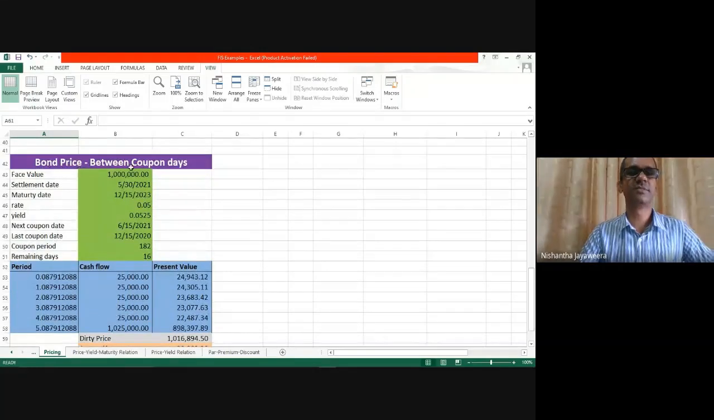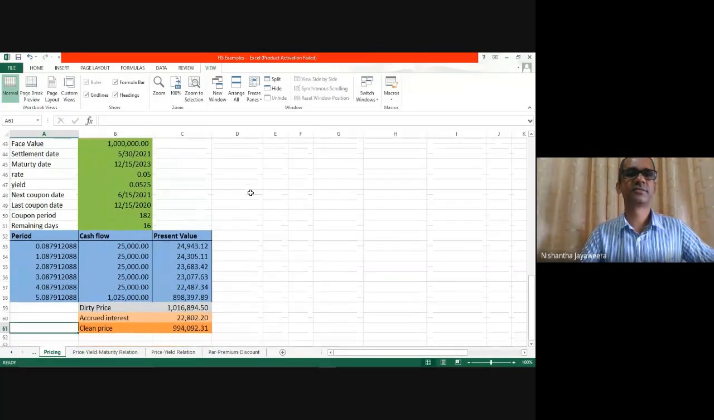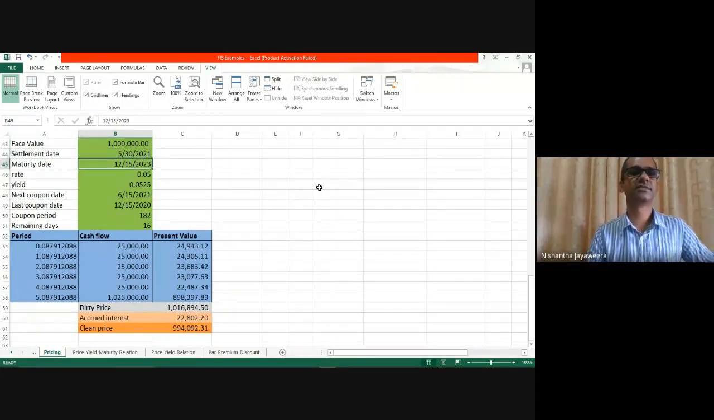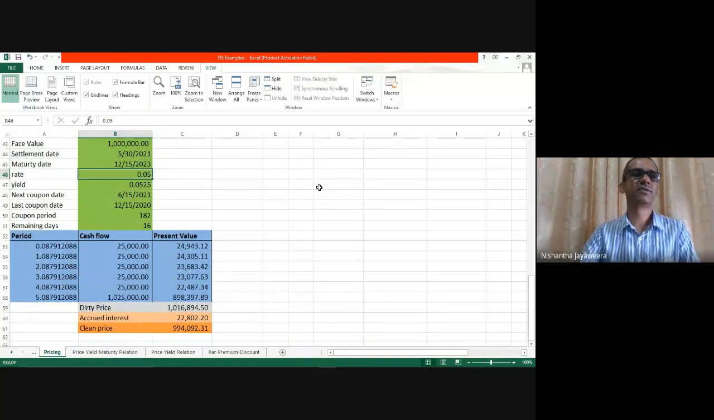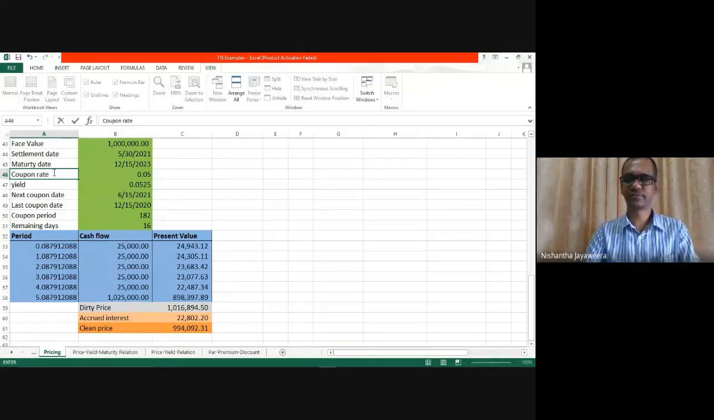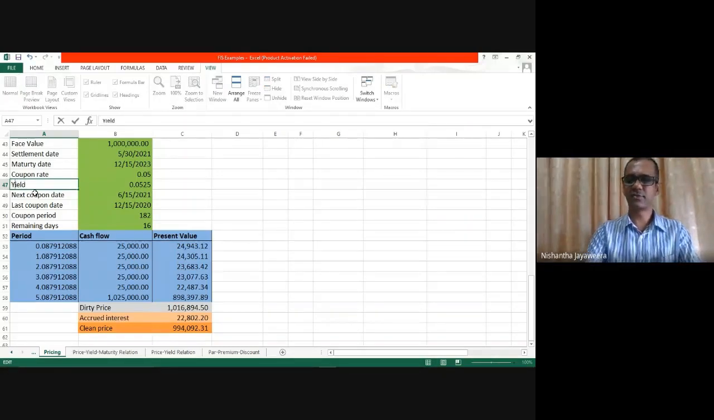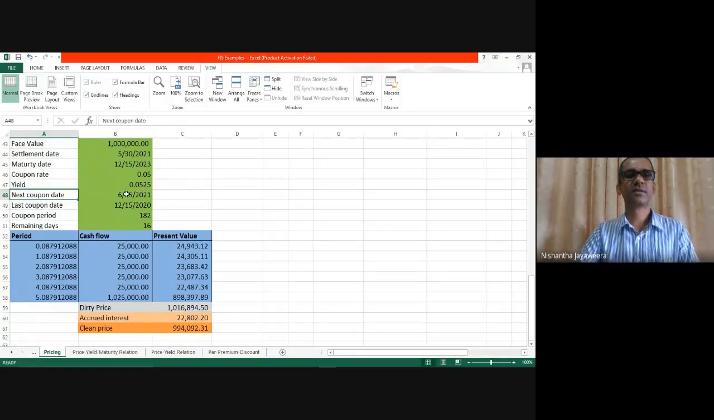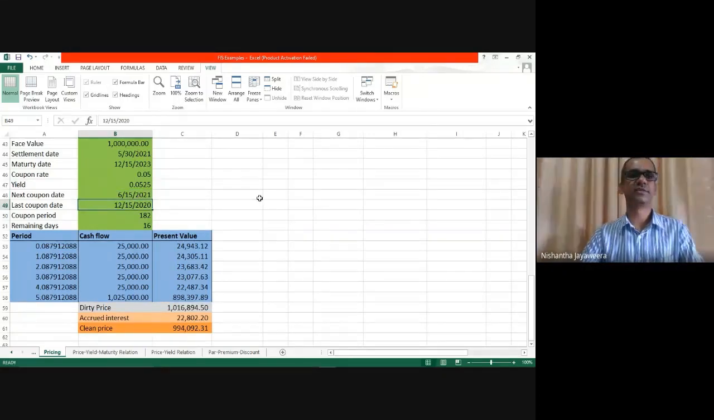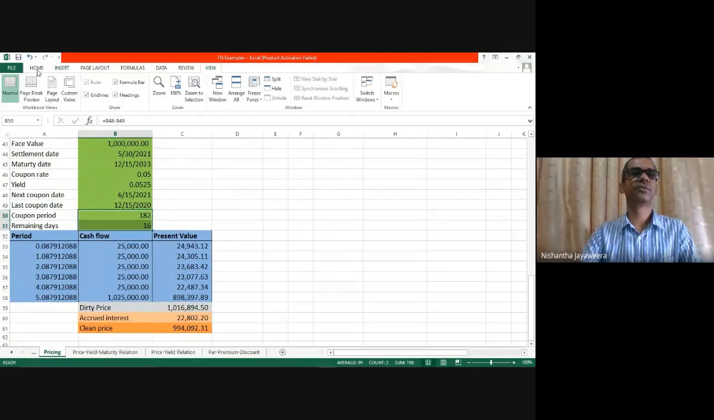But you miss this bond price between coupon days. So the face value 1 million, settlement date, maturity date. What is this rate? This is the coupon rate. And yield means the rate of return that you need. What is next? Coupon date, because in this you definitely need this. And the last coupon date.